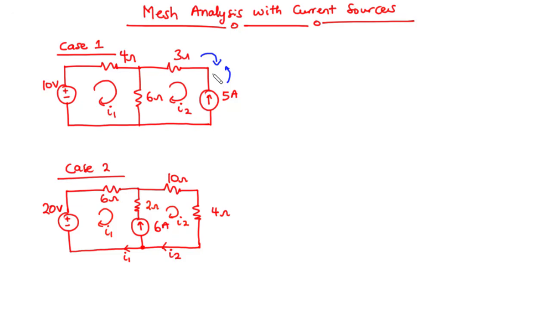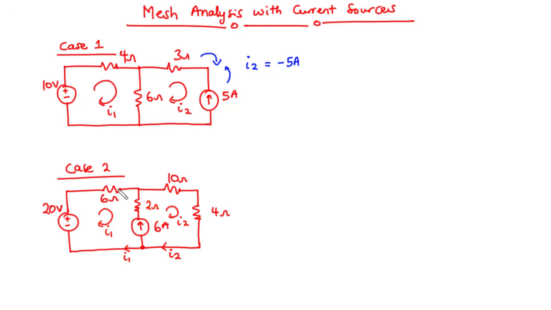Now since we have the two currents opposing each other, then we simply set I2, which is the mesh current, to be equal to the negative of the value here. So I2 is equal to negative 5 amperes. So whenever we have a current source existing for only one mesh, we simply set the mesh current equal to the value of the current source, or better still, its negative, depending on the direction of the mesh current and the direction of the source current. Now let's move on to the second case.